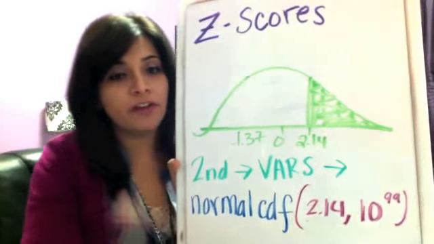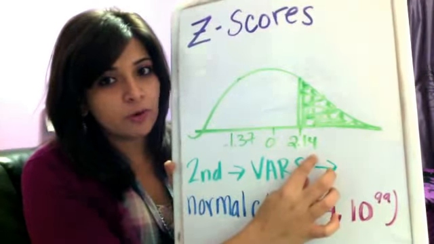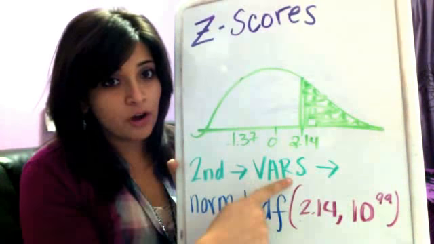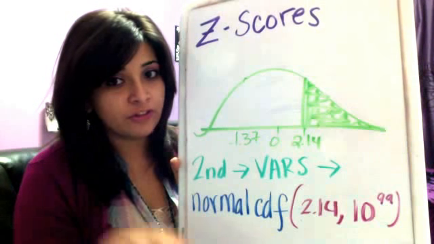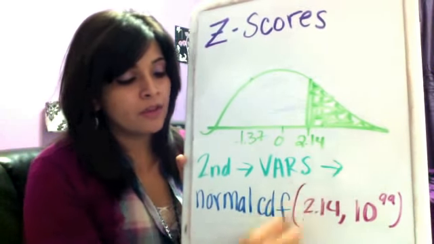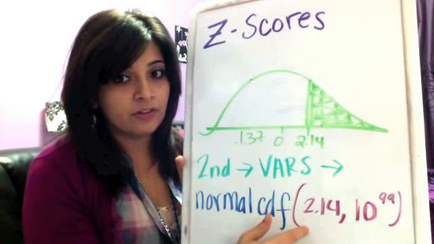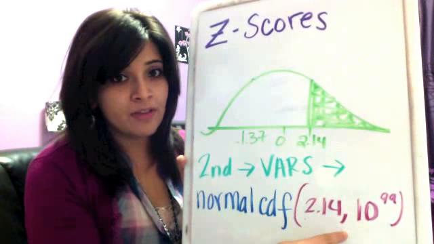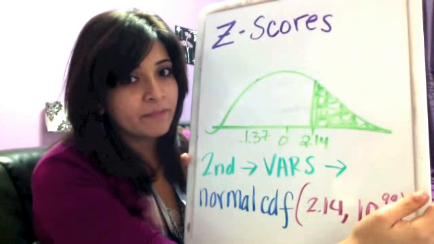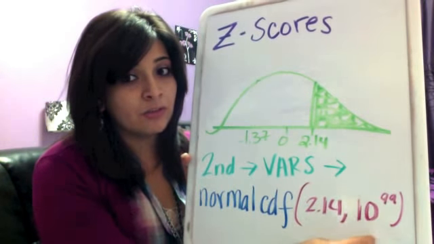Okay, pretend we want to find the area that is greater than 2.14, right? We're going to do the same thing. We're going to go second, vars, normal CDF, which is number 2. Now you're going to put 2.14 as the first entry, then comma. Then we don't know where this ends, right? So let's put positive infinity, which is going to be 10 raised to the 99th power.